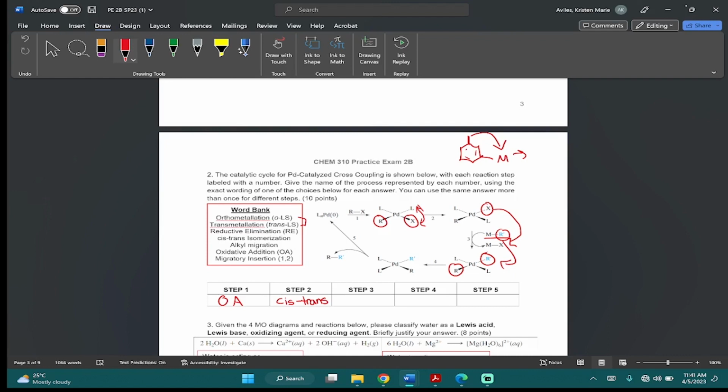So for the ortho one, are you starting with a ring and adding? Yeah, you're starting with your ring already bound to it, and then your ring's ortho position is also getting bound to it. Okay, so it's not like it's adding a ring. Yes. Yeah, you're adding a ligand to it from your ring.